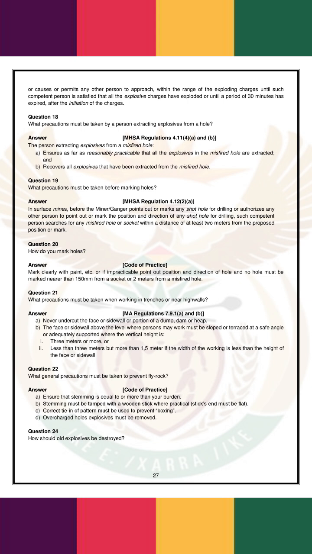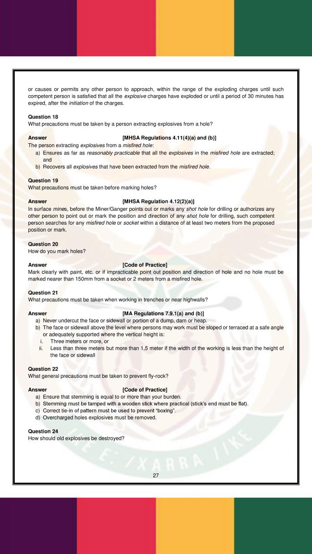Question 22. What general precautions must be taken to prevent fly rock? A. Ensure that stemming is equal to or more than your burden. B. Stemming must be tamped with a wooden stick; where practical, the stick's end must be flat. C. Correct tie-in of pattern must be used to prevent boxing. D. Overcharged holes: explosives must be removed.